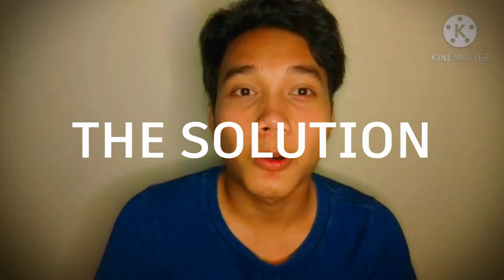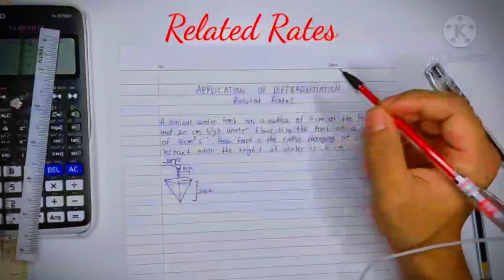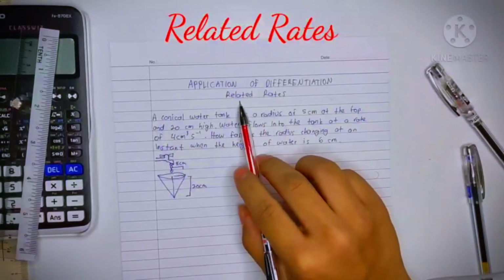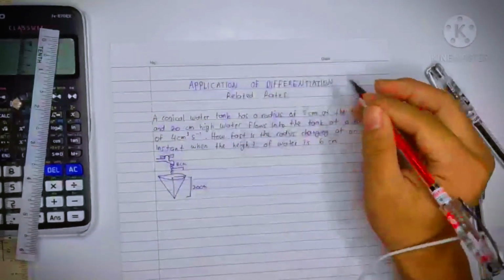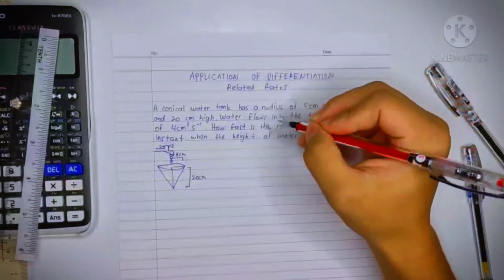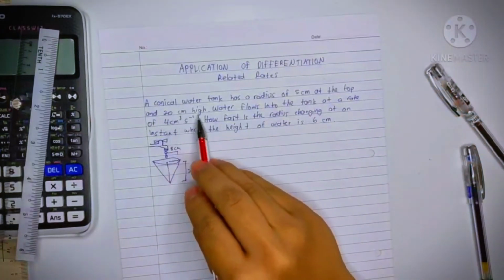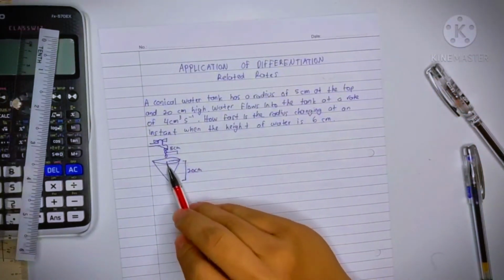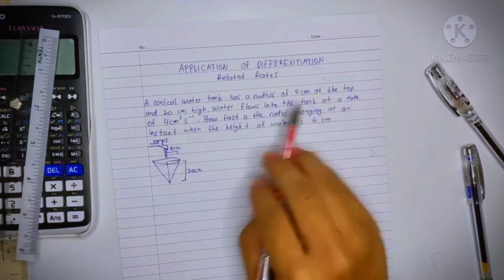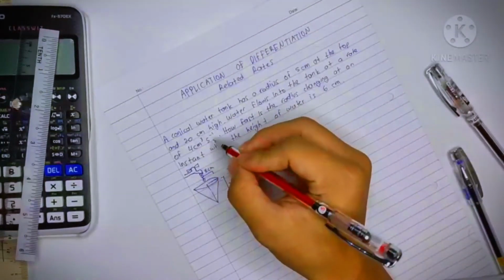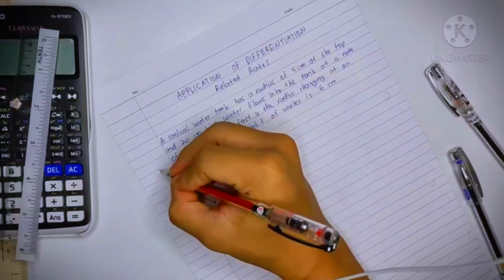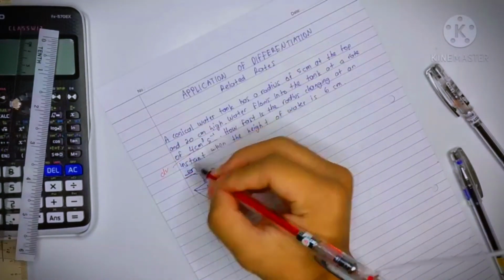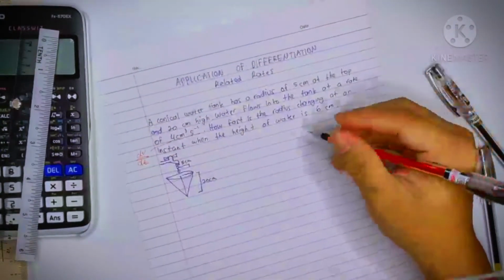Okay, alright. So I will talk about the application of differentiation with related rates. We take the important point. So first, you can see that there is a cone with radius 5 cm and height 20 cm. Water flows into the tank at a rate of 4 cm³ s⁻¹. It means dV over dt is 4 cm³ s⁻¹.